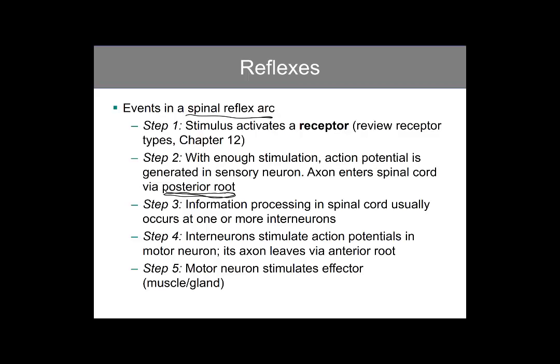Once in the spinal cord, information processing occurs. This usually involves one or more interneurons, and those interneurons will then stimulate action potentials in motor neurons. Those motor neuron axons are going to leave the spinal cord via the anterior root, and they're going to travel then to their effector. In the case of a motor neuron, their effector is going to be a muscle or gland.